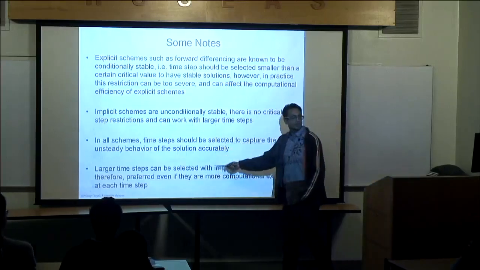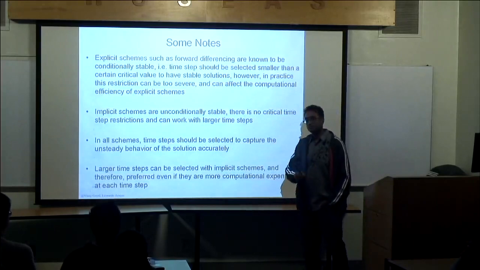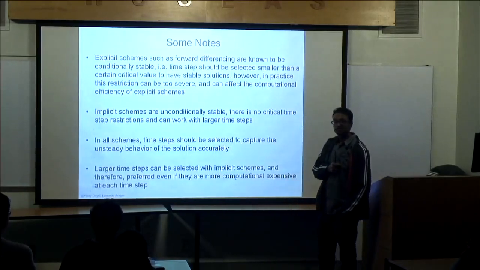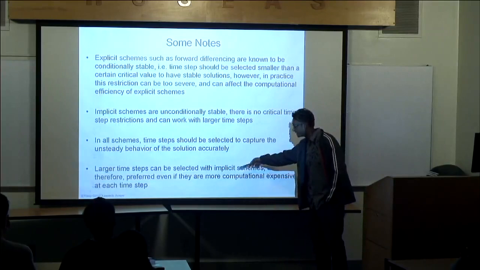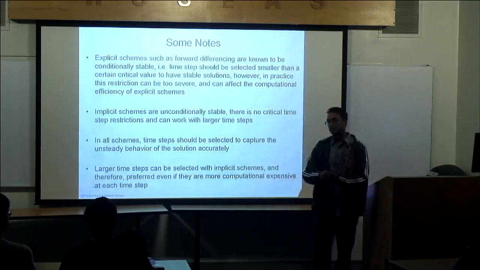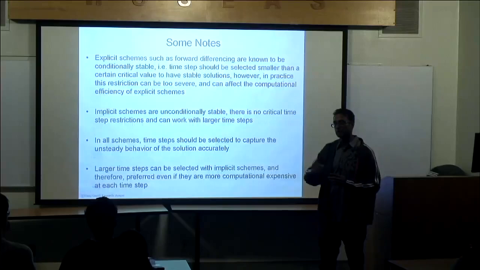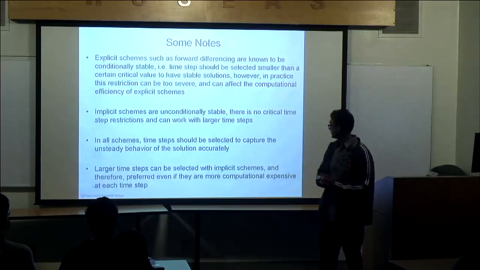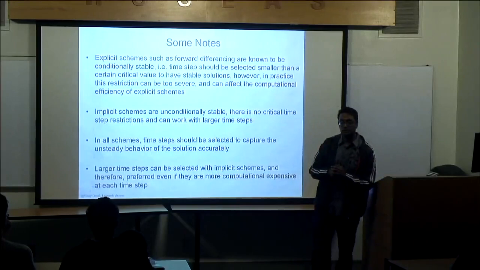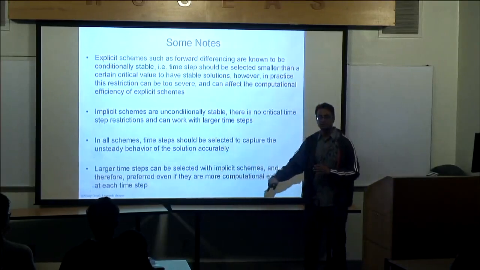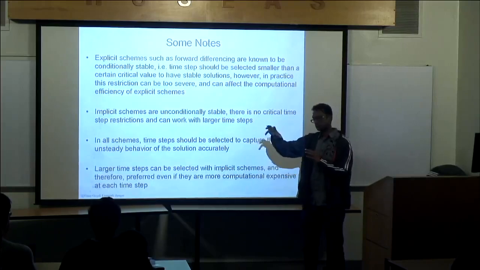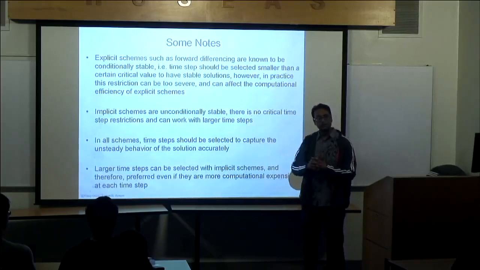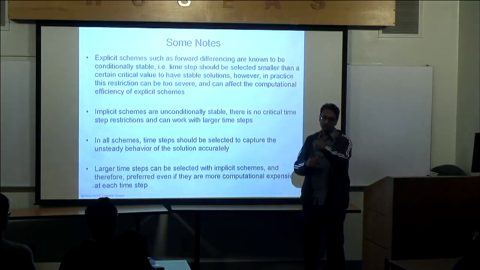In all schemes, time steps should be selected to be small to capture the unsteady behavior of the solution accurately. In implicit schemes, you can select larger time steps, but that's at the expense of maybe a little more error than you would have liked. However, implicit schemes are more computationally expensive because you have to invert the stiffness matrix, or whatever I inverted earlier. You saw I had to invert these things. It's expensive because you have to do that over and over and over.